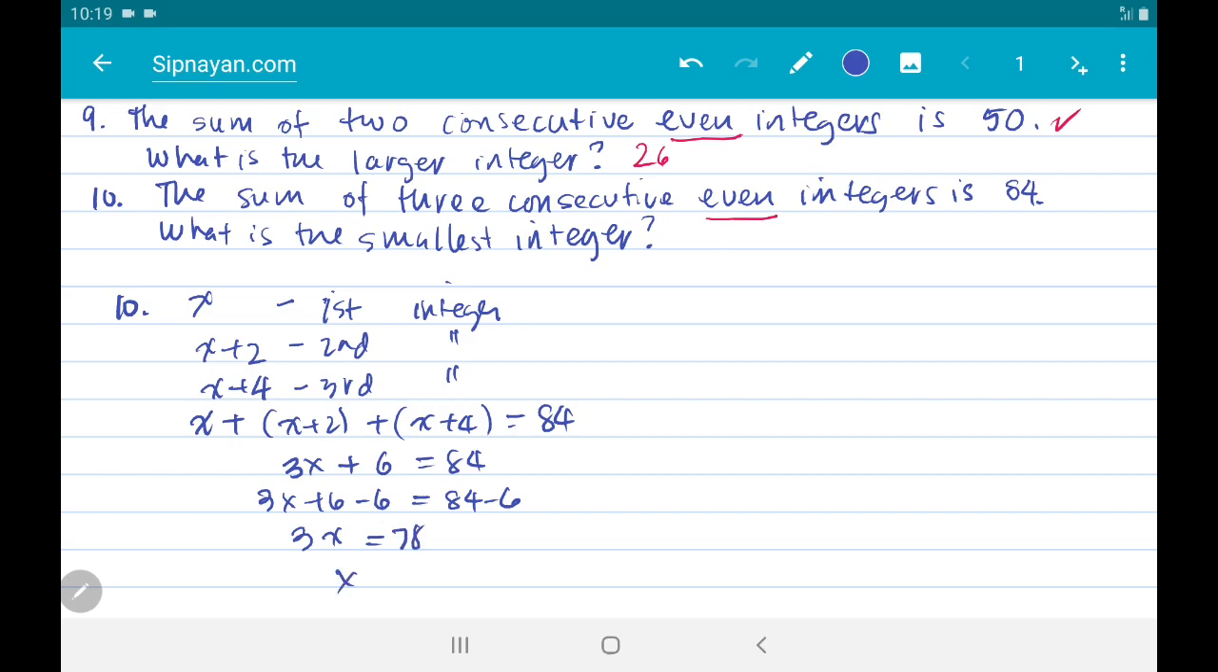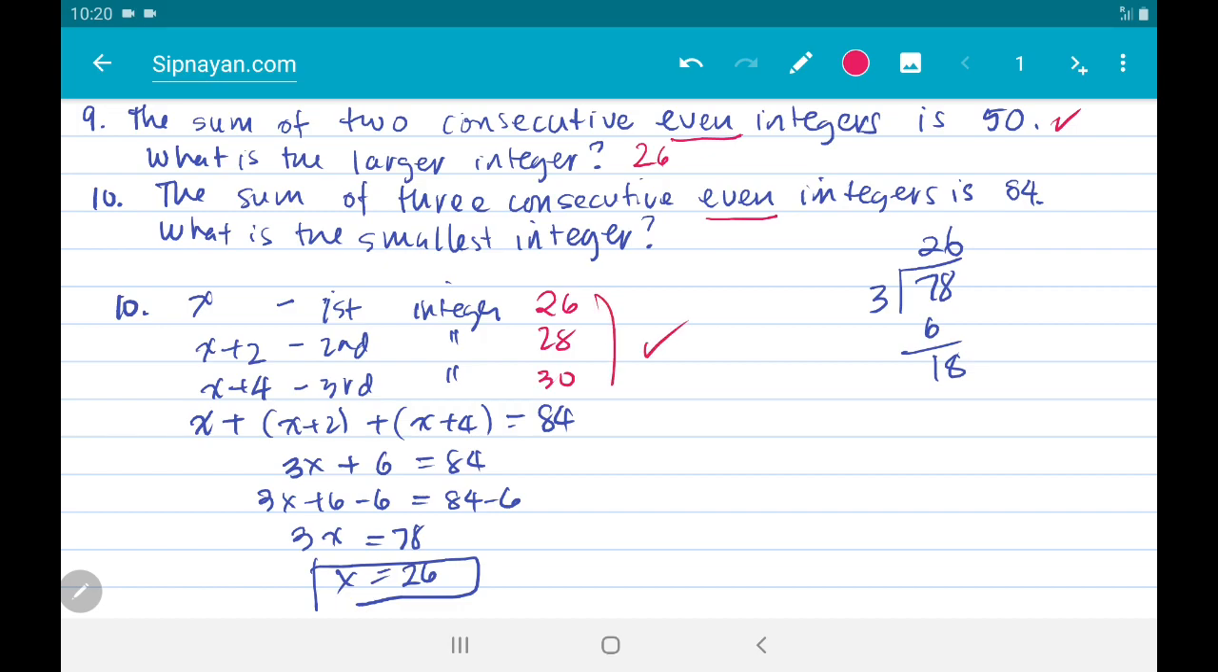And x equals, what is 78 divided by 3? So that's 26. 26 yung x natin. Meaning that's the smallest integer. So 26, 28 kasi plus 2, and then 26 plus 4 is 30. Consecutive ba sila? Yes. Kasama nila 84?